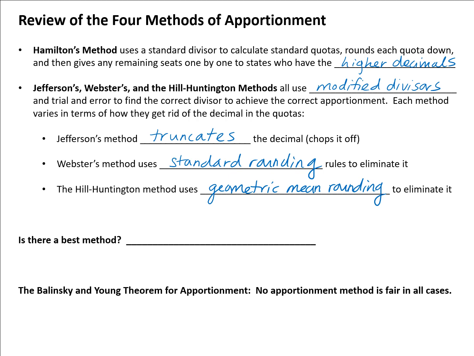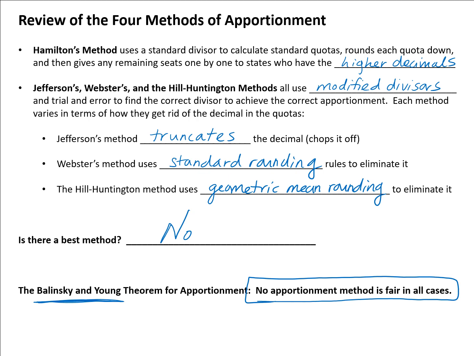So the question you might ask yourself is, we've used four different methods in the history of our country. Is there a best method? Well, it turns out there is not. It was proven by some people, Balinski and Young, that no apportionment method is fair in all cases.